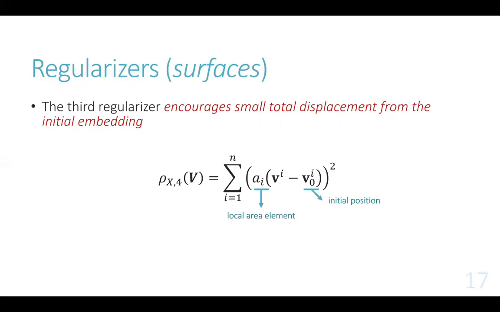So these are the regularizers they propose, together with the main objective, which is the spectrum alignment. They propose different regularizers for different scenarios, for 2D shapes and 3D shapes. Together, this is the whole objective function.